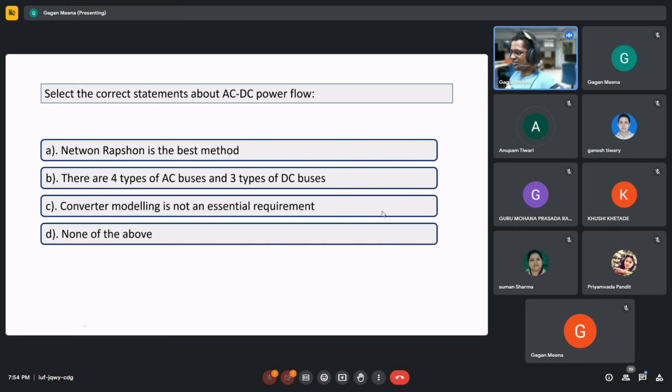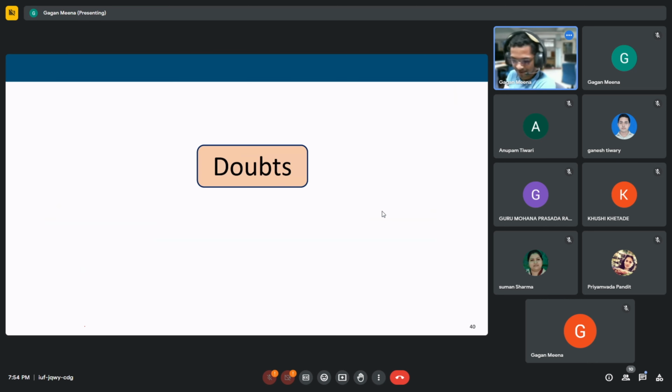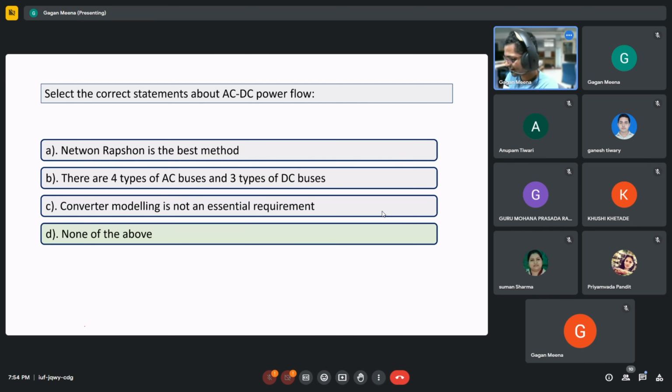Newton-Raphson is also not the best method. You have to use another method, distribution system specific methods. And converter modeling is also an essential requirement. So D is good. Yeah, so the questions are all clear.